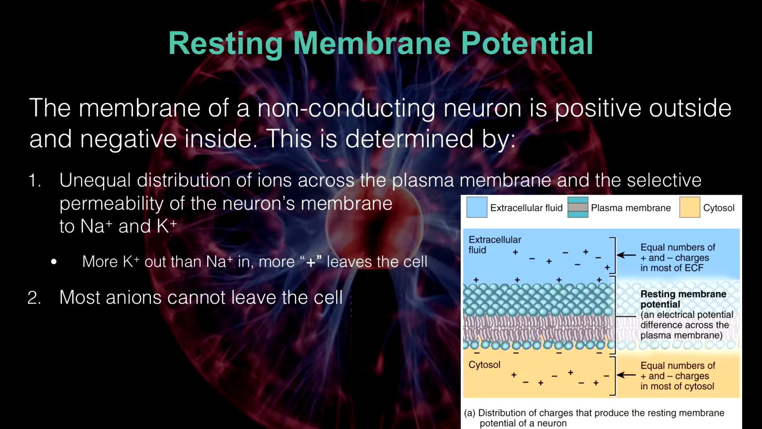But for the same reasons that I mentioned already, the anions, the negative particles, are big. They're small organic molecules or large clusters of atoms. They're big. They can't move out. So they can't dissipate this differential.